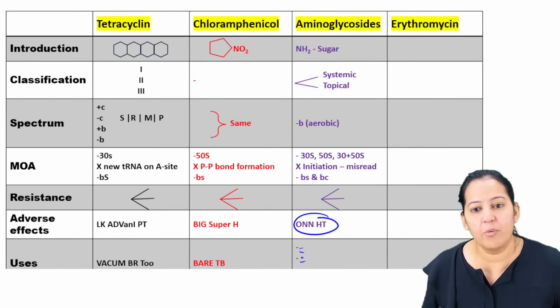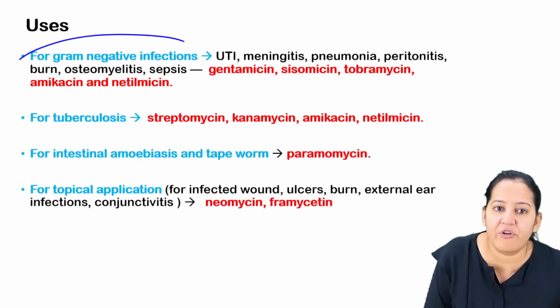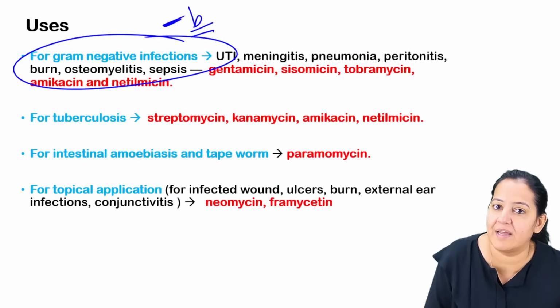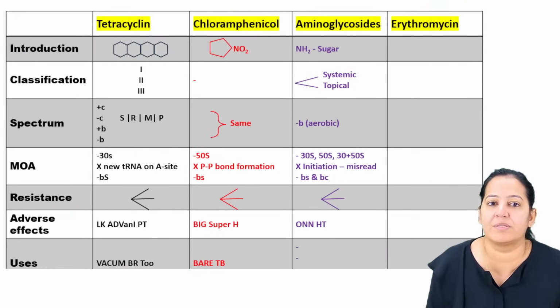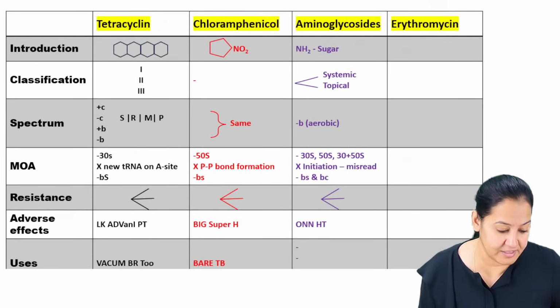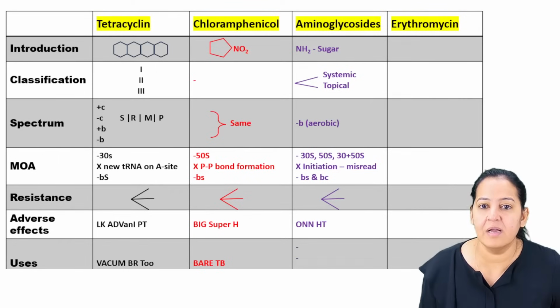Uses, there is no mnemonic for that. Unfortunately, it is given for gram-negative bacteria, gram-negative bacilli. You know all the gram-negative bacilli we will give it. So that is the main use. And it is given in TB also. We give streptomycin in TB also. Say yes if you got it. So that is the thing.